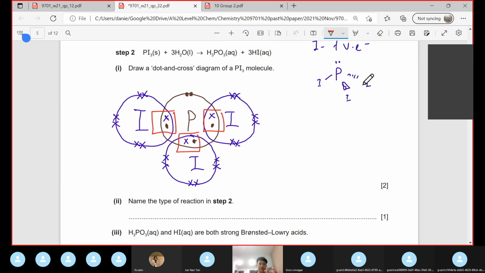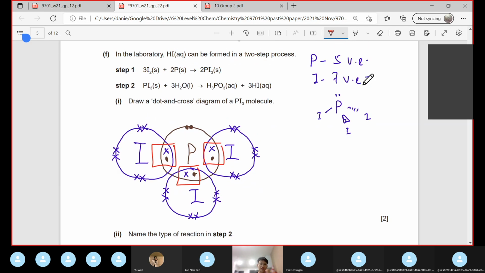Then name the type of the reaction in step 2. Let's look at step 2. Step 2 is this reaction. What is the type of the reaction? PI3 plus H2O become H3PO3 plus 3HI. Water reacts with the PI3.